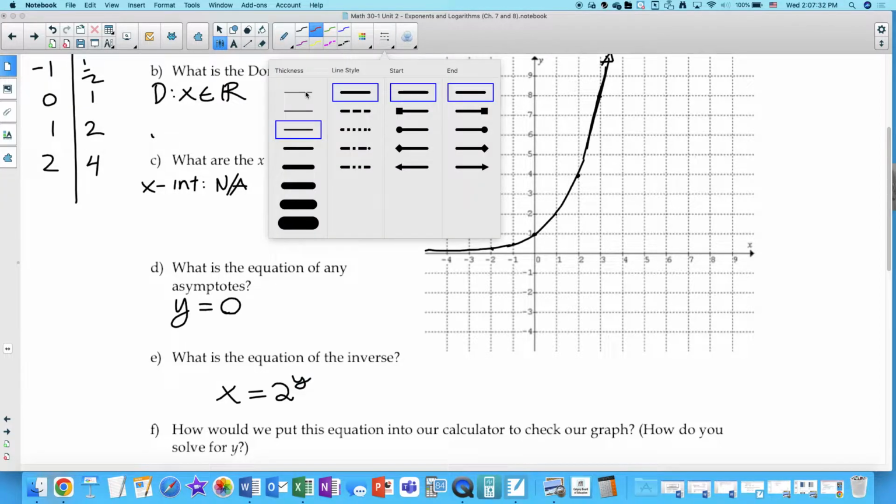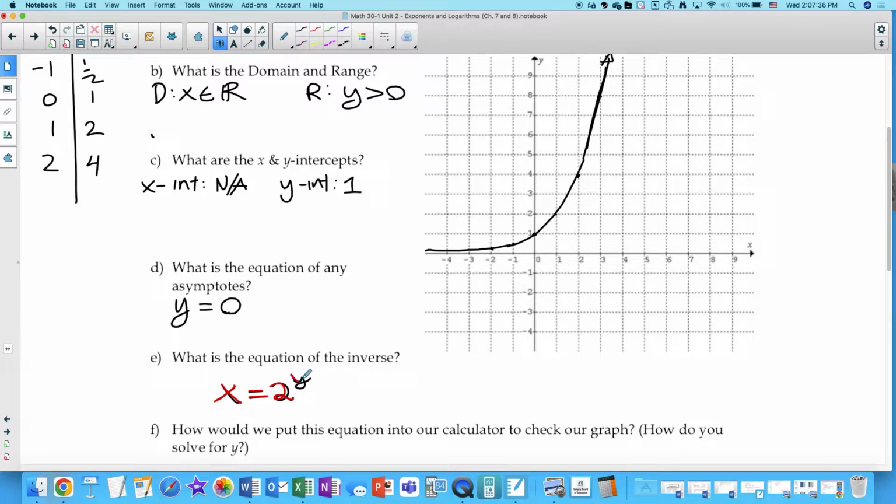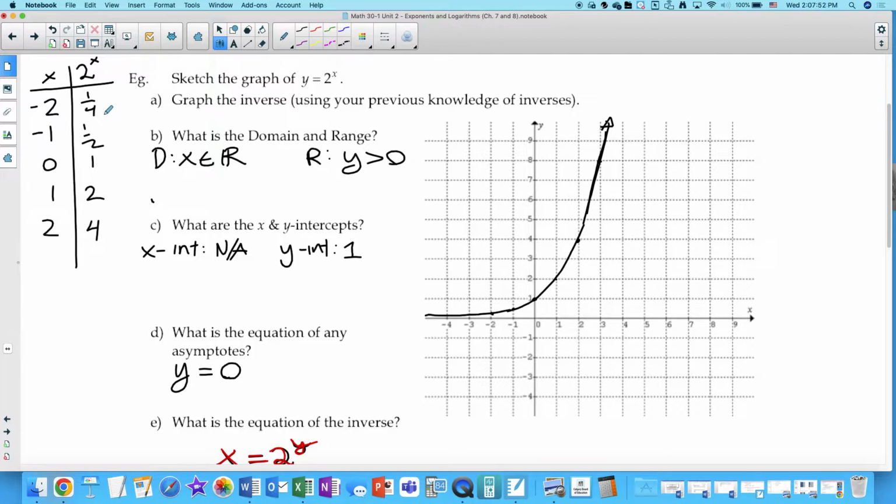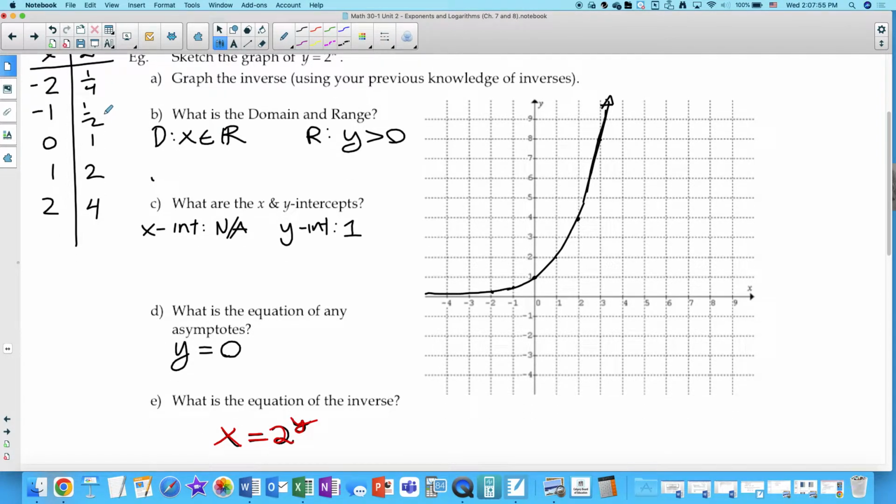So actually, here's where I want to go in a different color. X equals 2 to the y. Graphically, if we wanted to graph the inverse, what would we do? Yeah, swap the coordinates on these points. So instead of graphing -2, 1/4, I'm going to graph 1/4, -2. That's about here. Okay? Instead of graphing -1, 1/2, I'm going to graph 1/2, -1. Instead of graphing 0, 1, I'm going to graph 1, 0. 1, 2 is going to become 2, 1. 2, 4 will become 4, 2. And I also put in 3, 8 there. That'll become 8, 3. Okay, so this guy is going to look like this.